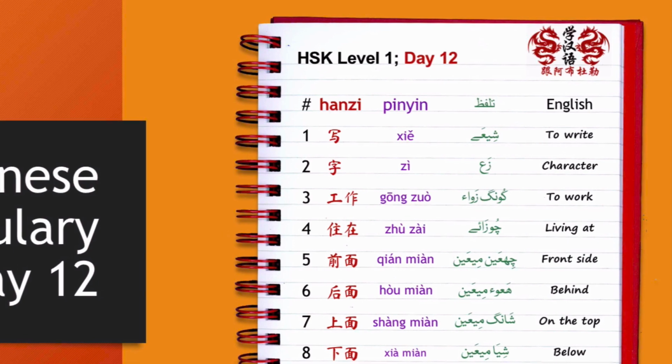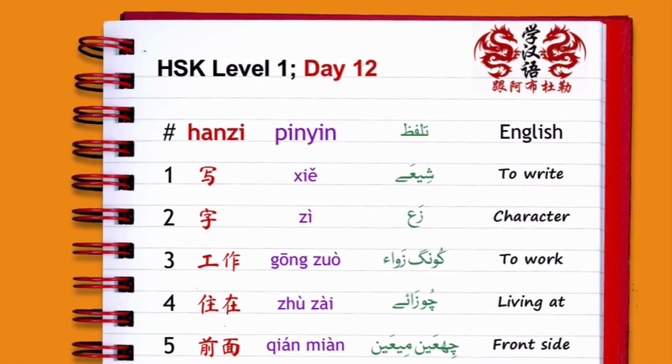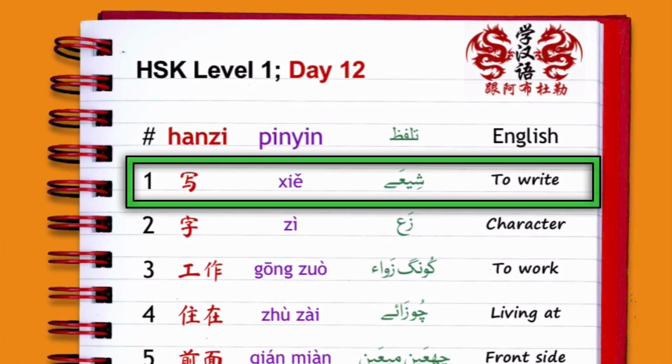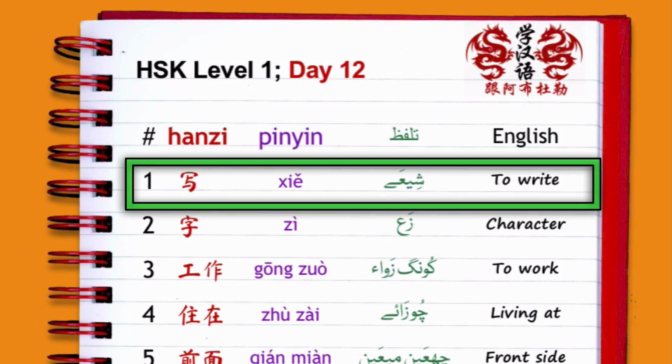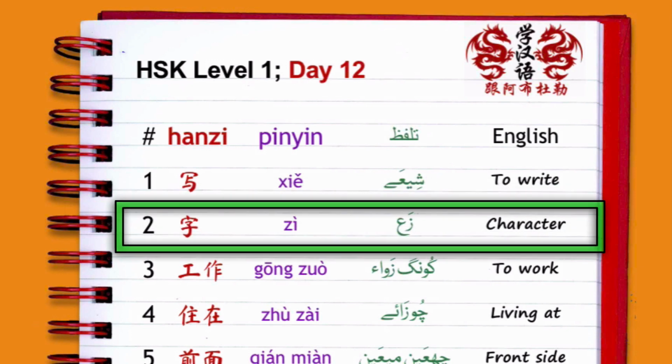Let's see our first vocabulary word, which is 写, meaning to write. It's a verb, to write something. For example, I want to say write your name: 写你的名字。Number 2. 字. This 字 actually comes from Hanzi.